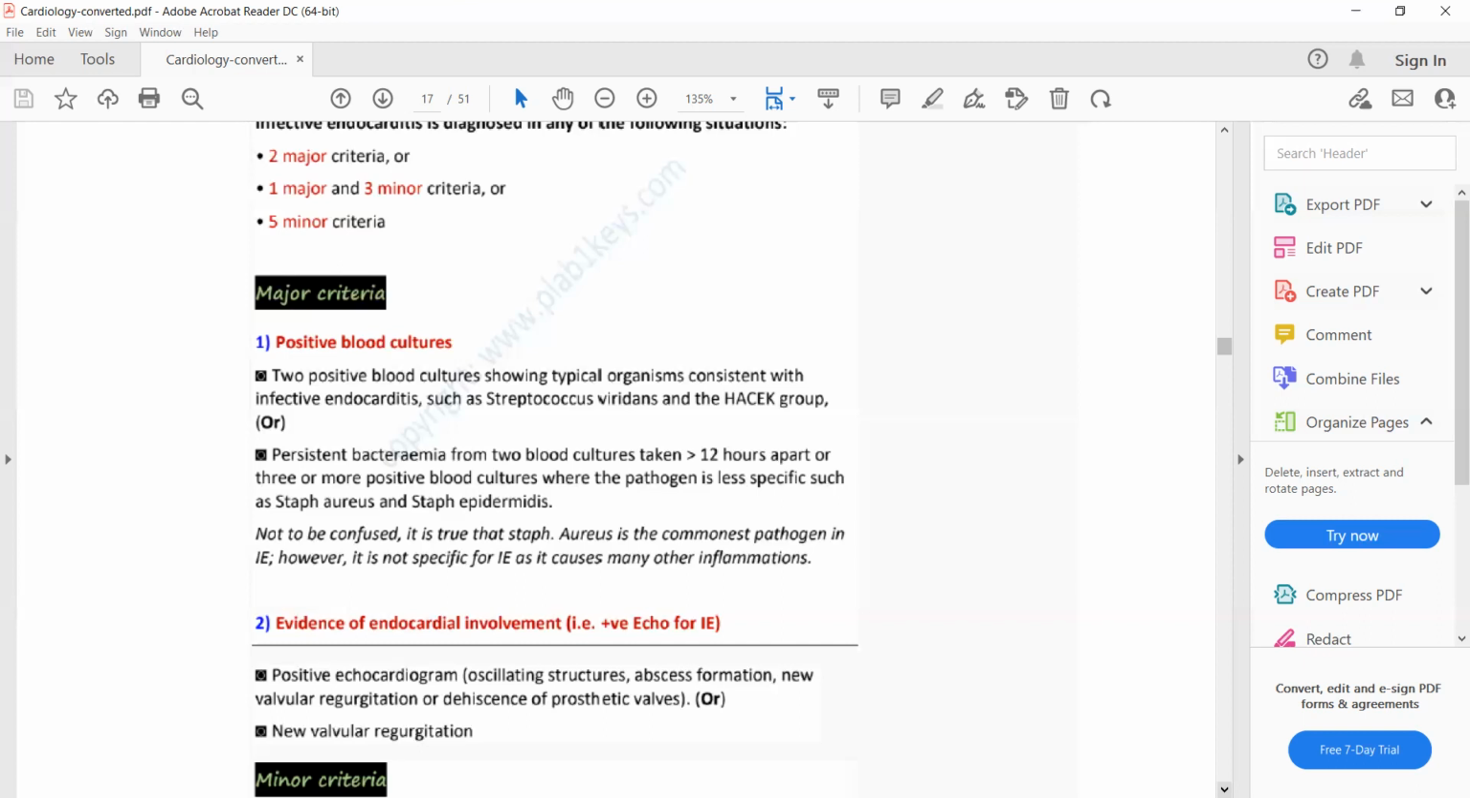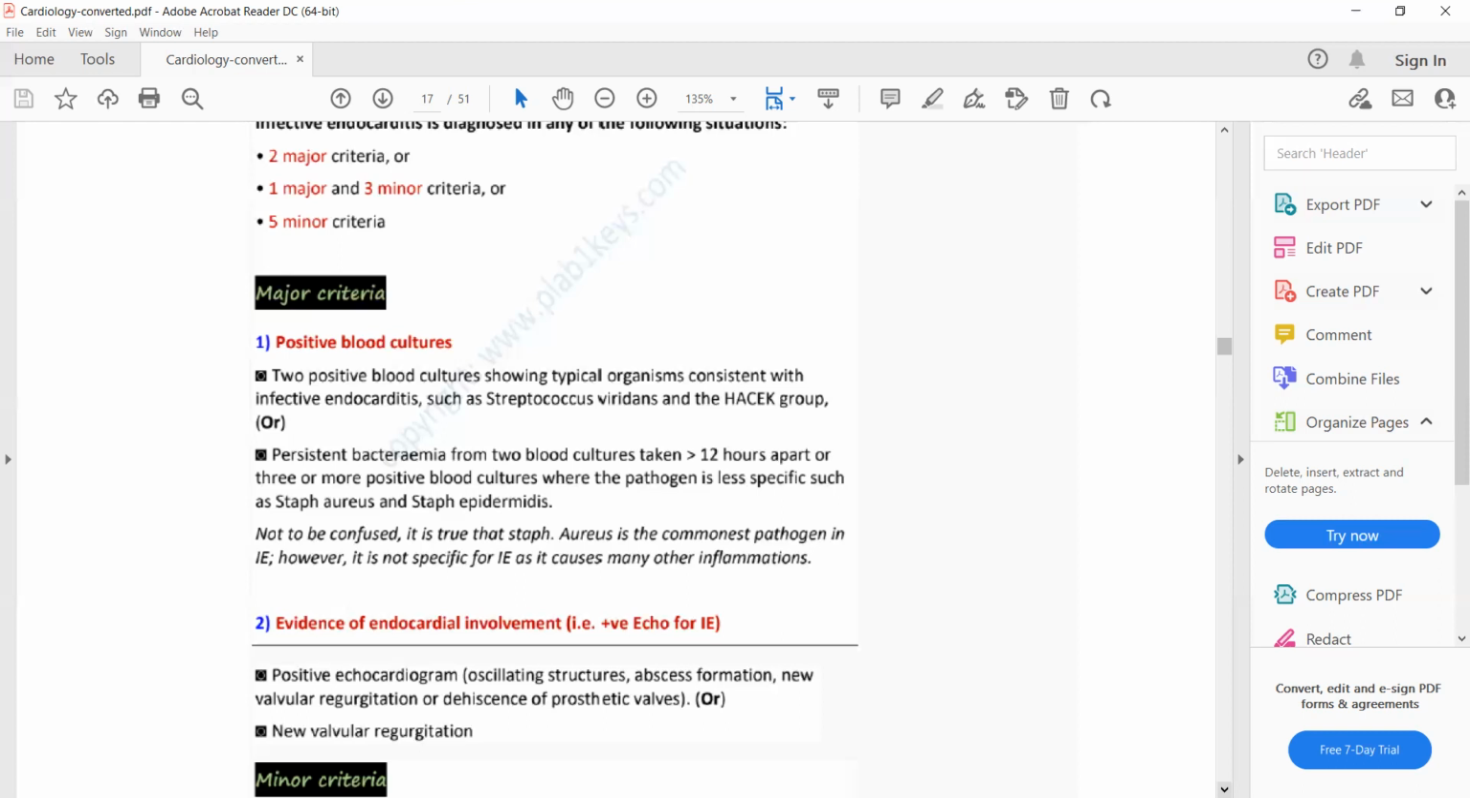Now the second major criterion is a positive echocardiogram. What is a positive echocardiogram? Positive echocardiogram means that on echocardiogram there are oscillating structures, or there is abscess formation, or there is new valvular regurgitation, or there is dehiscence of a prosthetic valve. This is called a positive echocardiogram for infective endocarditis. So if these two major criteria are present, then it will make the diagnosis of infective endocarditis.